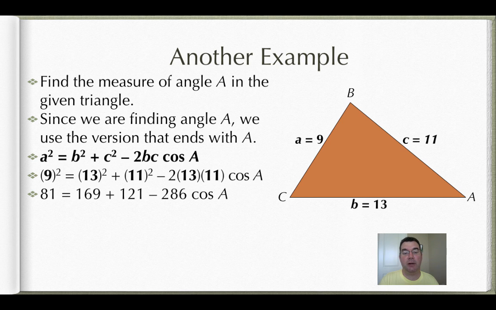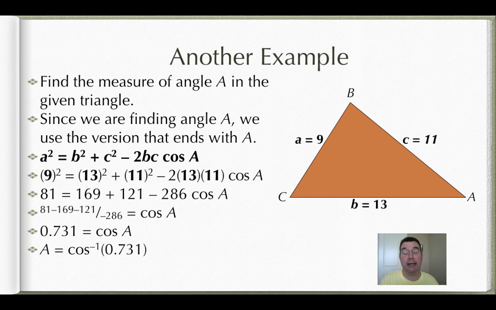Okay, and if I square all of those and do my multiplication, I get that 81 equals 169 plus 121 minus 286 times the cosine of A. So if I subtract the 169 and subtract the 121, then I would have to divide by the negative 286. That would equal the cosine of A. Now I'm finding an angle, so I have to use an inverse. So the cosine of A equals 0.731, and here's where I use that inverse. A is going to equal the inverse cosine of 0.731, and that's going to equal 43.05 degrees.